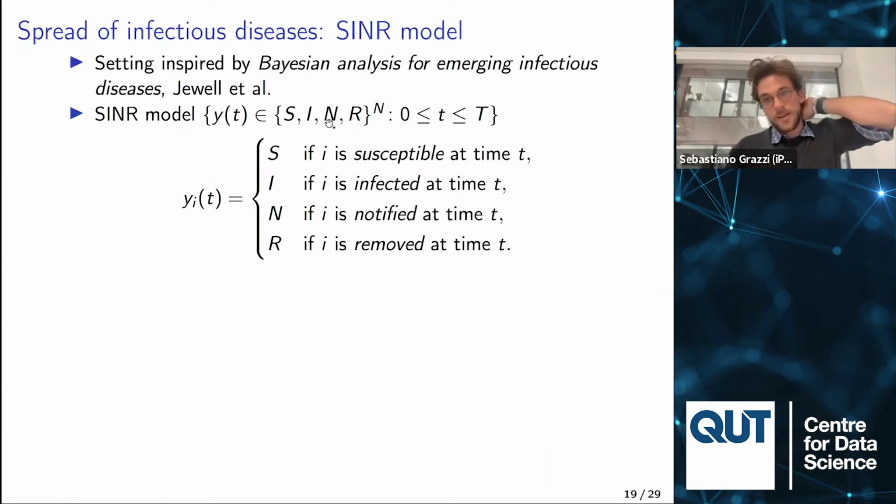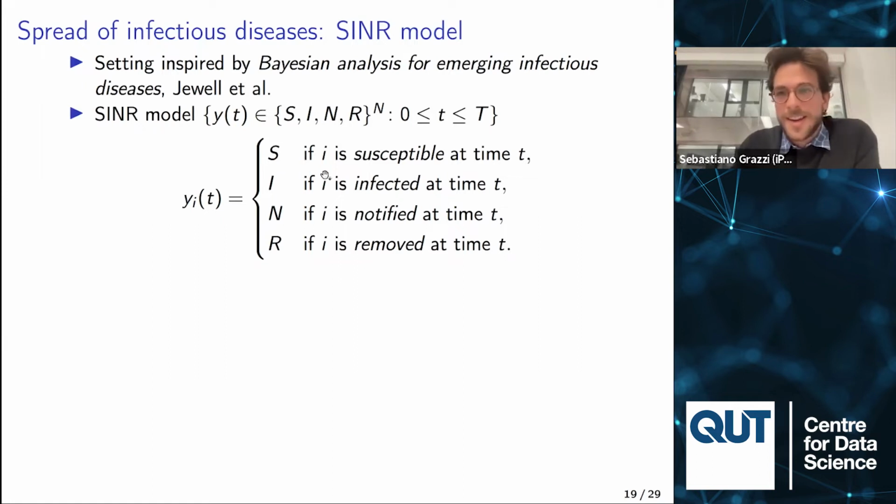This is a very interesting problem. It is again an epidemic model, which is called SINR. It is essentially a model of individuals during an emerging infectious disease, where the individuals start being susceptible, then they become infected. Then they are notified, so then you know that they are infected, and afterward they will be removed. Okay, and here the population size is N.